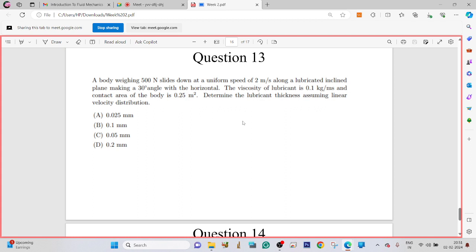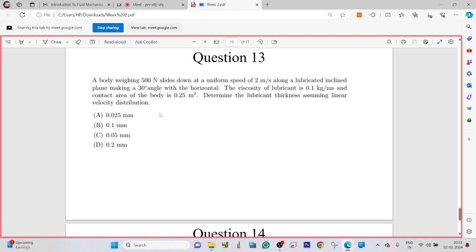A body weighing 500 Newton slides down at a uniform speed of 2 meter per second along a lubricated inclined plane, making a 30-degree angle with the horizontal. This is simple mechanics. The viscosity of the lubricant is 0.1 kg per meter second, and the contact area with the body is 0.2 meter square. Determine the lubricant thickness assuming linear velocity distribution. It's very simple, similar to the question that sir taught you in class.